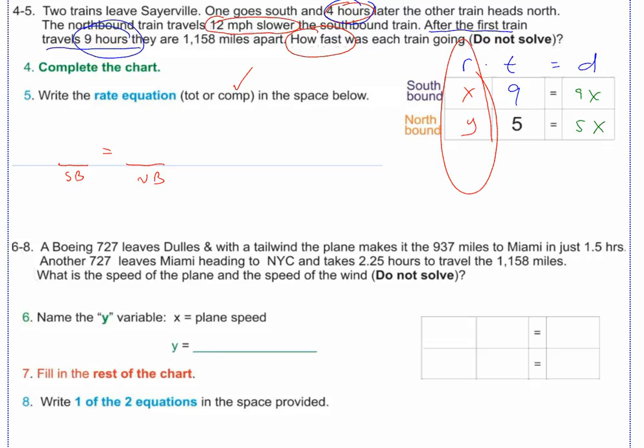What is my rate of the first? Look at my chart. The rate is an x. What is the rate of the northbound? Look at my chart. The rate is a y. Those are both rates. Now remember, they're not equal. We have to make them equal. And remember, it said the northbound train was 12 miles an hour slower. This is slower. This is faster.